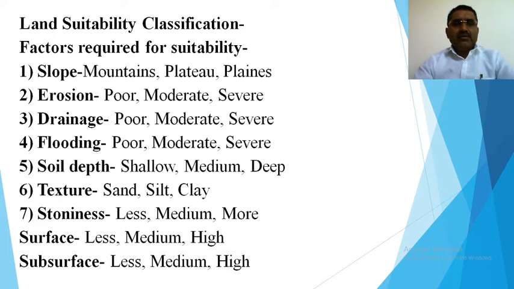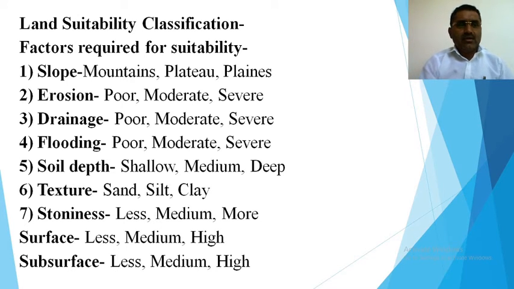As we know, every land has its own characteristics and properties, and each land is not suitable for every crop. Somewhere we can produce cereals, somewhere fruits, somewhere cash crops like sugarcane and cotton, somewhere vegetables, or somewhere fodder. That depends on various factors which affect the suitability of the soil. So we have to see which factors are required for the suitability.